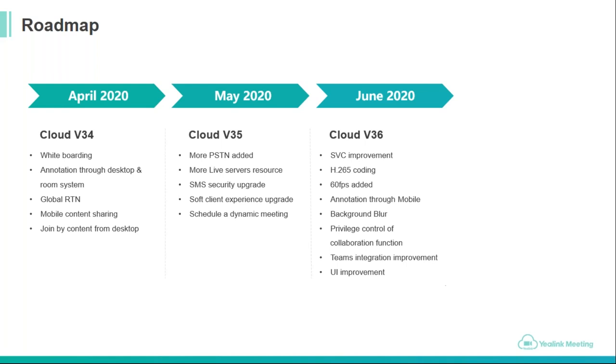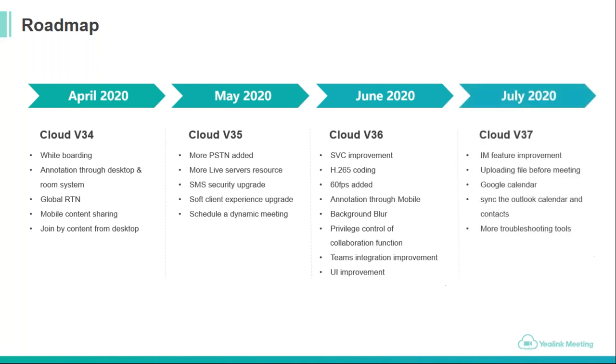And soon, there will be a V36. The video features will get a big improvement in this version. We improve SBC coding, adding H.265 coding and 1080p60 FPS. Background blur will be added here, and you can do annotations through mobile from this version. At the same time, you will find more IM features added to Yealink Meeting. And the calendar integration will be improved, with Google Calendar added and more Outlook calendar integrations.